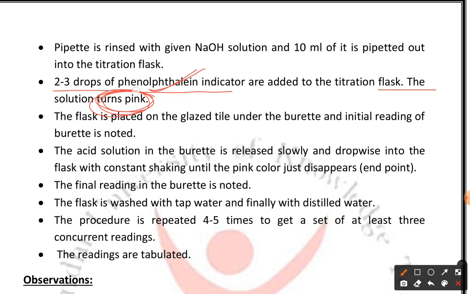As you know very well, phenolphthalein indicator has different colors in acidic and basic medium. Here we are taking NaOH in the conical flask. So it is a base, and you have to get the pink color in the conical flask.